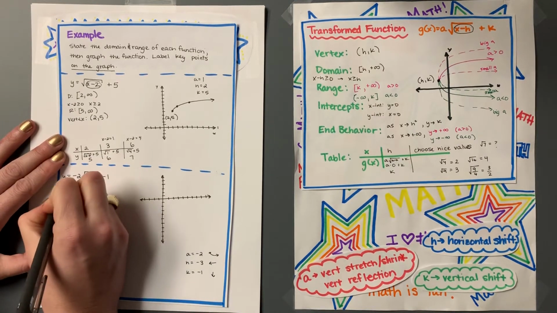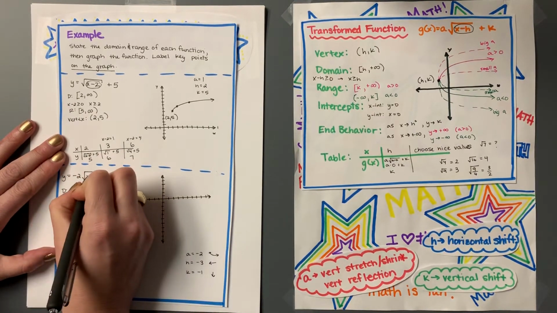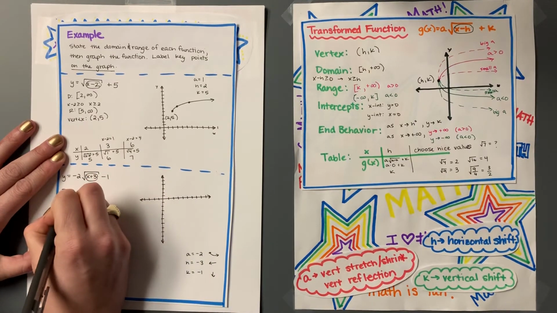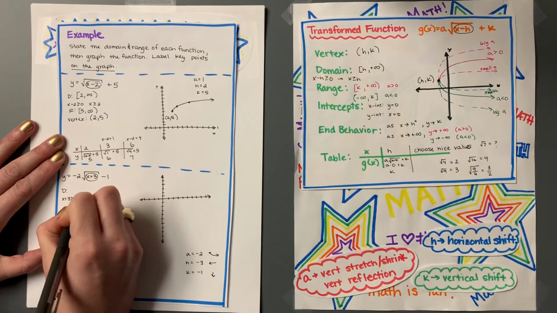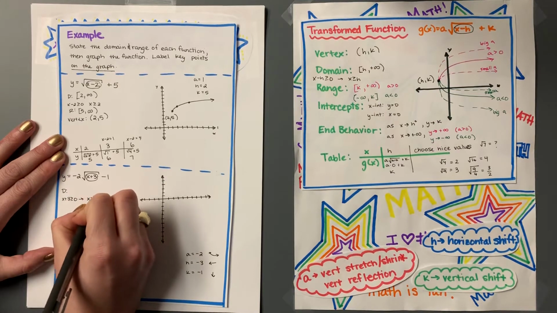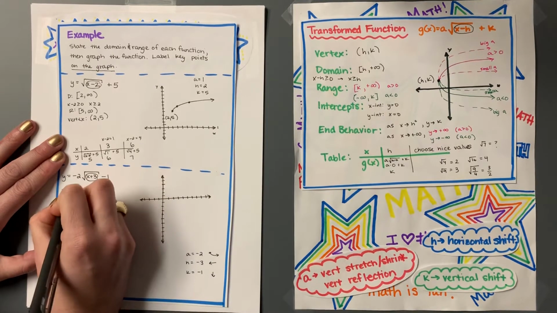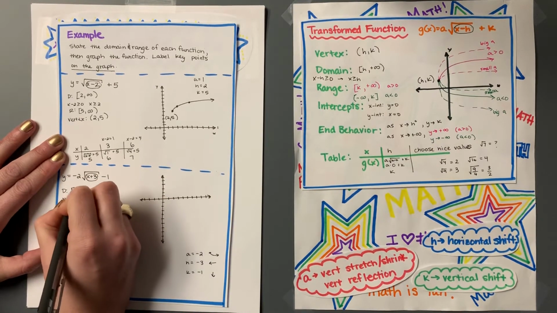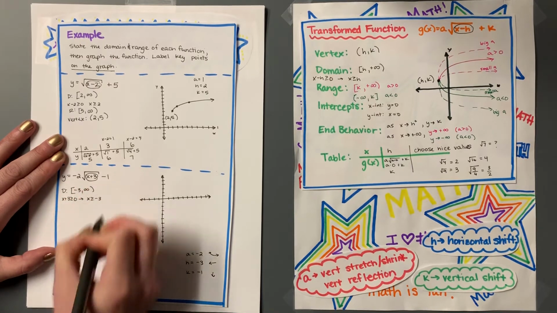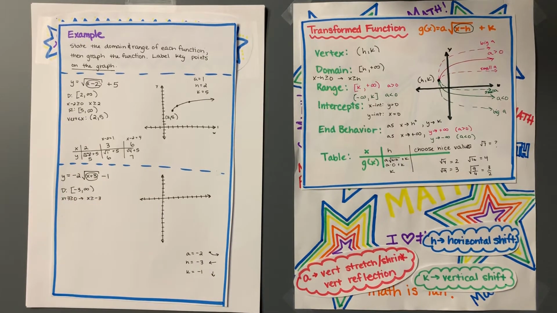So let's start with my domain. So remember, x plus 3 must be greater than or equal to 0. That gives me x is greater than or equal to negative 3. So this gives me from negative 3 to positive infinity for my domain.